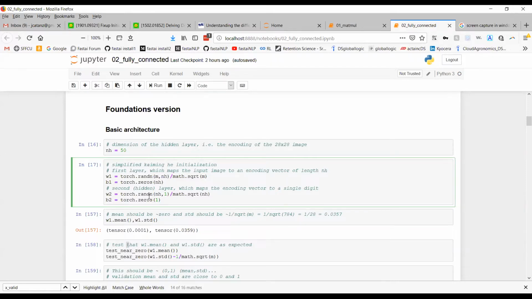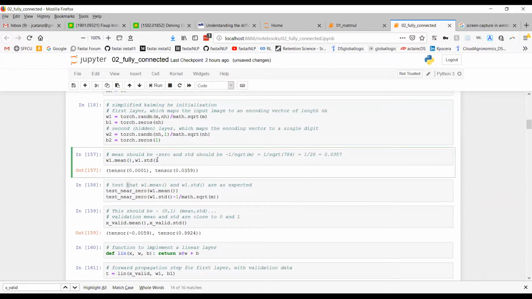All right, and then w2, the second layer, maps the hidden layer, the vector of length 50, to a single number, and so it's initialized to a 50 by 1 vector of Gaussian random numbers. We're basically doing random initialization. Okay, so I'll do that.